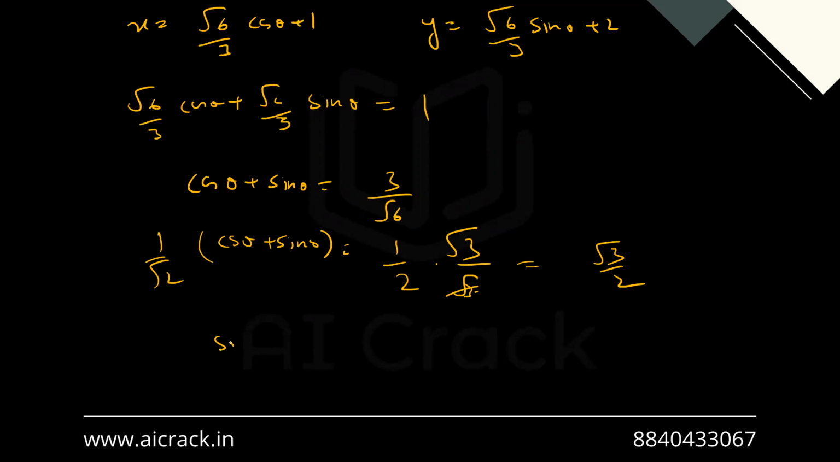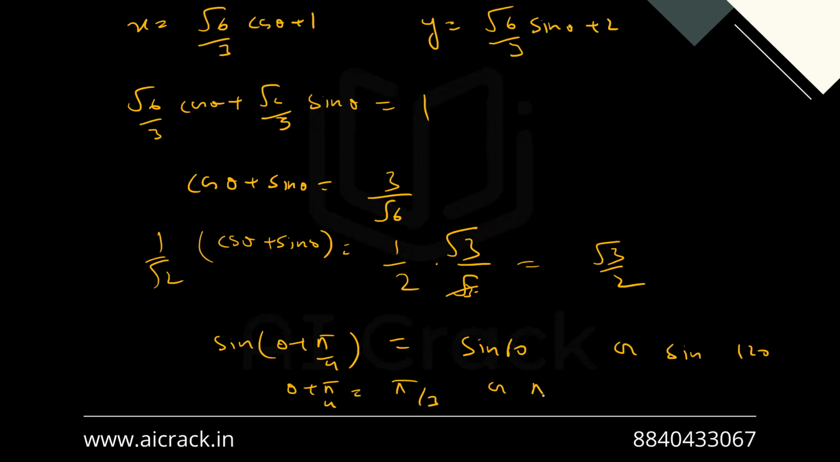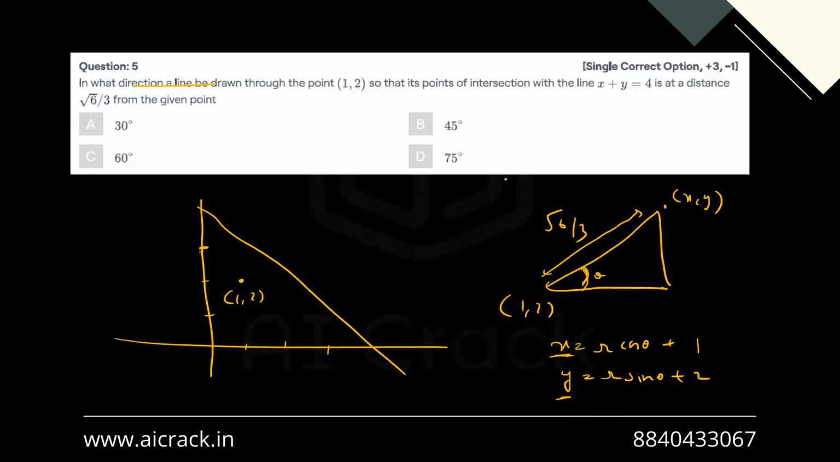So this becomes sin(θ + π/4) = sin 60° or sin 120°, because we are going to have two values as we saw while doing the demonstration. So θ + π/4 equals either π/3 or 2π/3. So that would give me θ = 15° or θ = 75°. So 15° is not in the options. D is the correct answer.